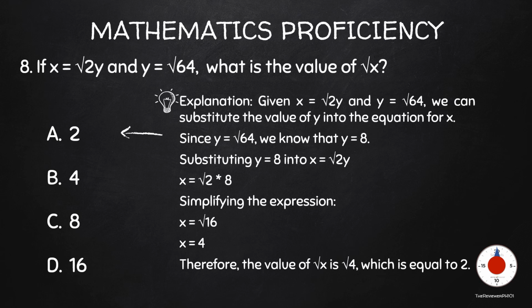Explanation. Given x equals square root of 2y and y equals square root of 64, we can substitute the value of y into the equation for x. Since y equals square root of 64, we know that y equals 8. Substituting y equals 8 into x equals square root of 2y, x equals square root of 2 times 8. Simplifying the expression, x equals square root of 16, x equals 4. Therefore, the value of square root of x is square root of 4, which is equal to 2.